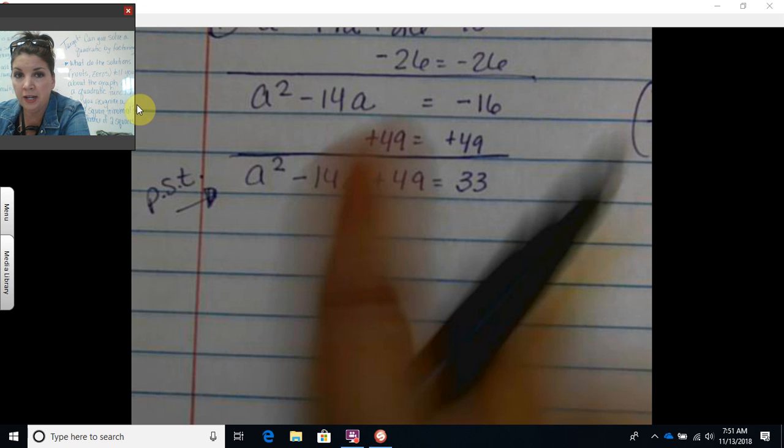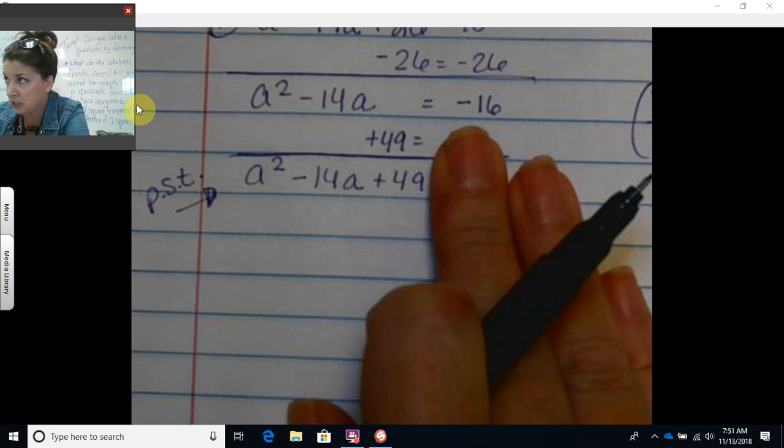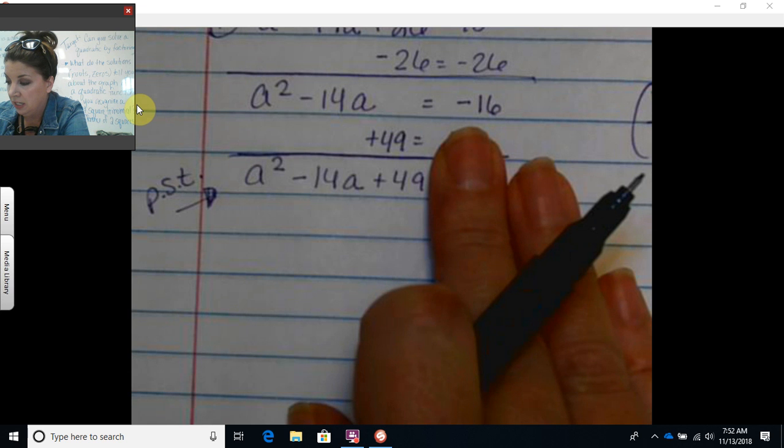It's got to be a trinomial, right? We're only looking at the left side. Is my first term a perfect square? Is my last term a perfect square? Yes. Is c positive? Yes. Does that mean that it's a perfect square trinomial? No, you have to check the middle term.